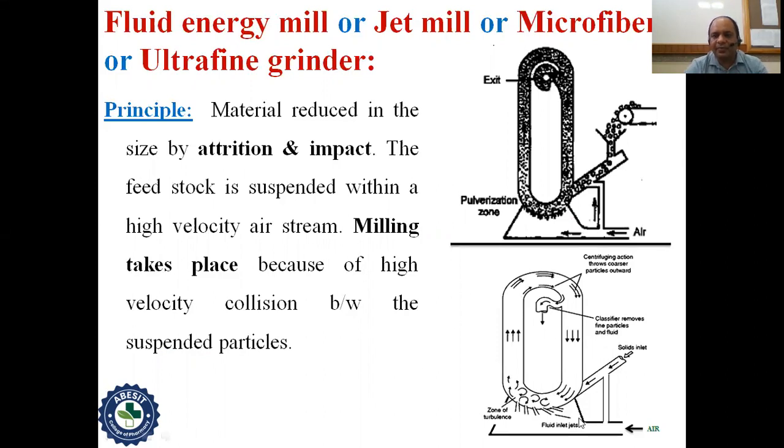In the second diagram, we can see the air comes and some zone of turbulence will take place. The material flows in the mill compartment, and due to the floating of the material, the attrition or impact will occur. Due to these principles, the material is converted into very fine particles.